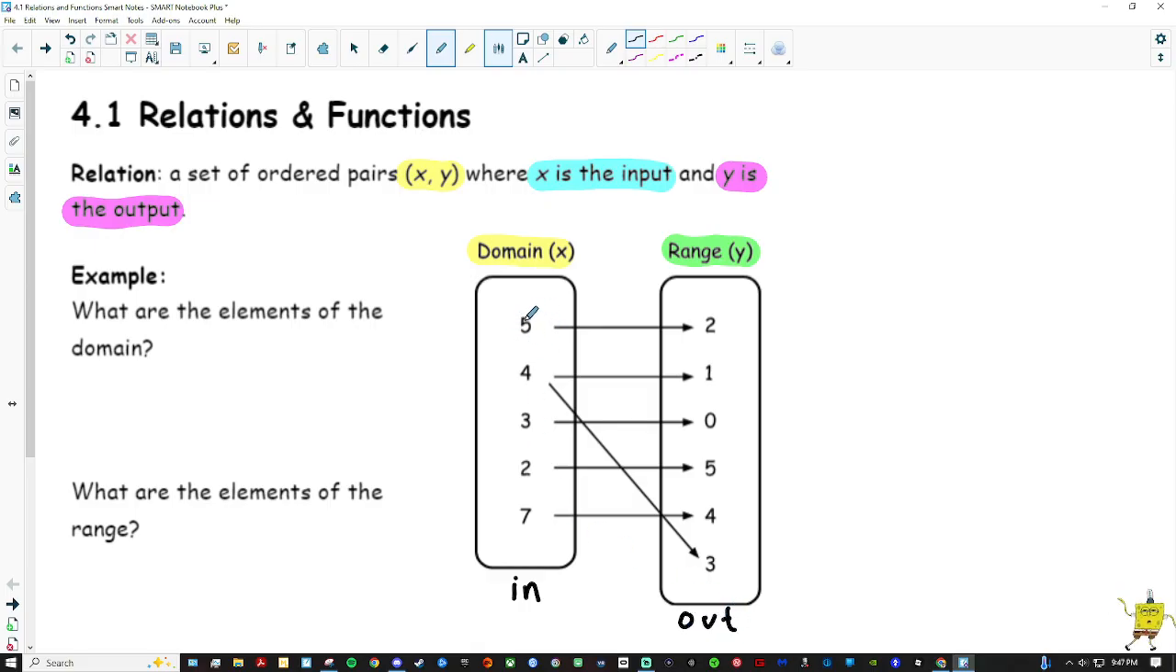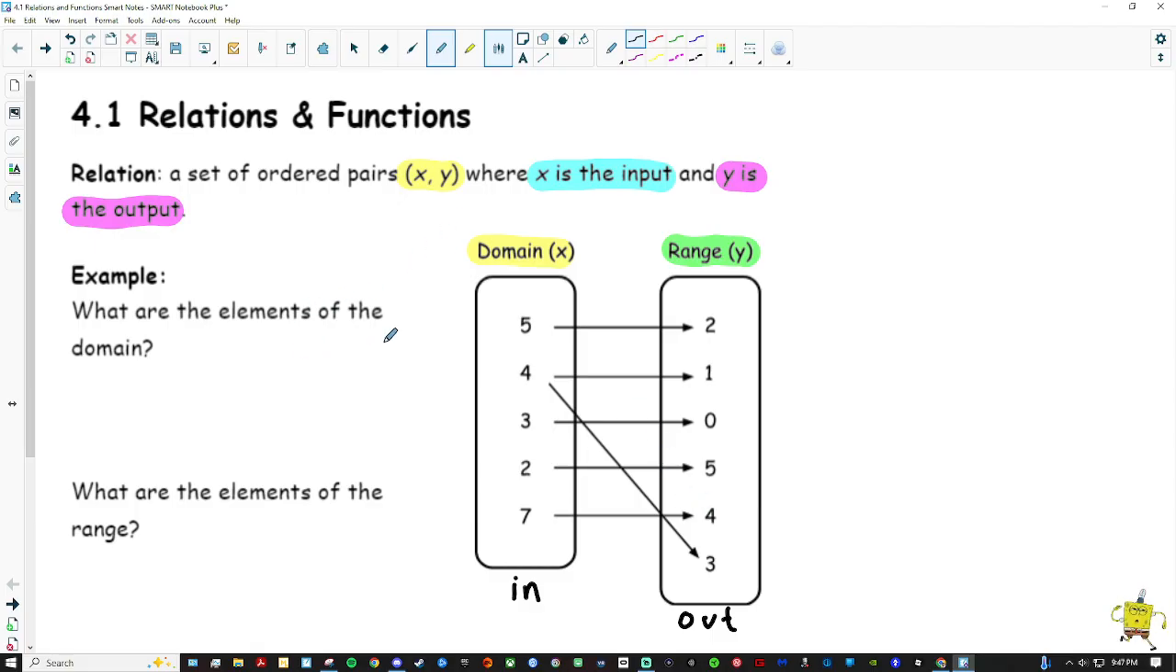When we put in a 5, we get out a 2. When we put in a 4, out pops a 1 and a 3. When we put in a 3, out pops a 0. When we put in a 2, out pops a 5. And lastly, when you put a 7 into this relation, a 4 comes out.